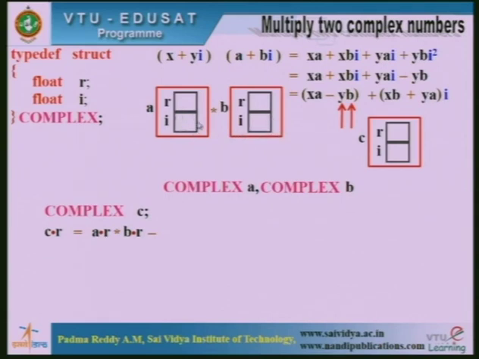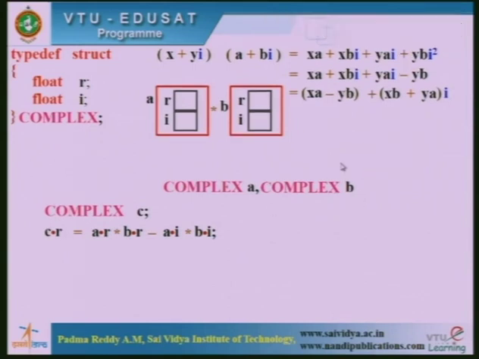So tell me how you access this field. a dot i has to be multiplied with this field, that is b dot i. So here I write, yb corresponds to what here? The imaginary part of the first number and the imaginary part of the second number. That means a dot i and b dot i. So whatever result we get, we copy into where? The real part of the variable c, that is c dot r.